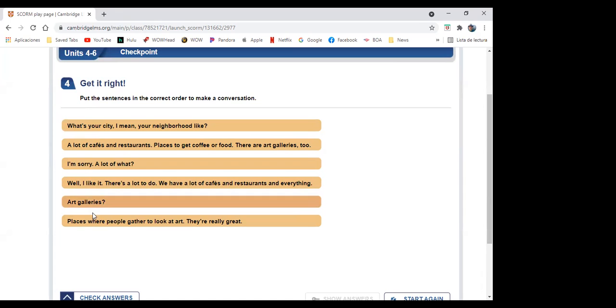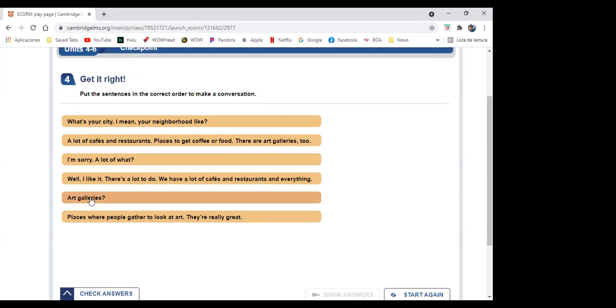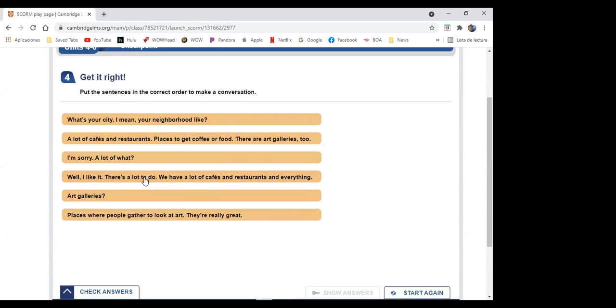Then you continue, well, I like it. What is next after a lot of what? Well, I like it. There's a lot to do. Okay, so that's next. What is next after this one? Well, I like it. There's a lot to do. We have a lot of cafes and restaurants and everything. Our galleries. So we don't change anything, just like this.